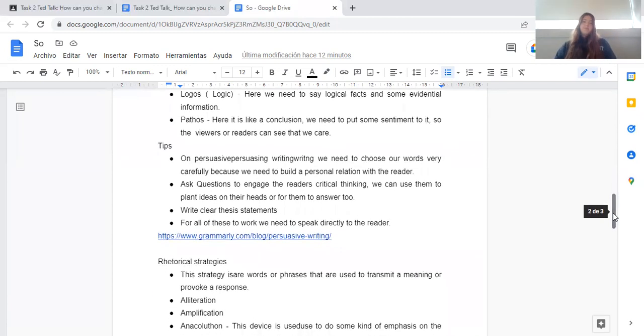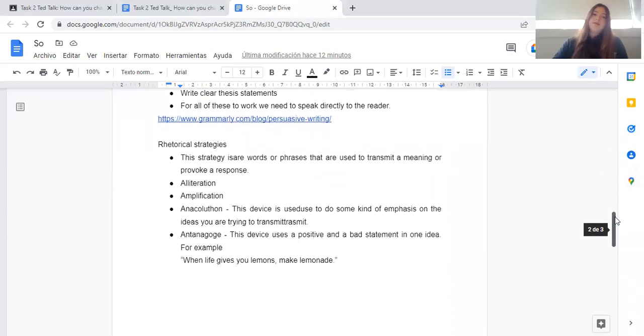Some of the tips I can give you all on persuasive writing: we need to choose our words very carefully because we need to build a personal relationship with the reader. We also need to ask questions to engage the critical thinking of the person who is reading the article. We need them to think a lot about what we're writing, and they need to use their mind a lot.